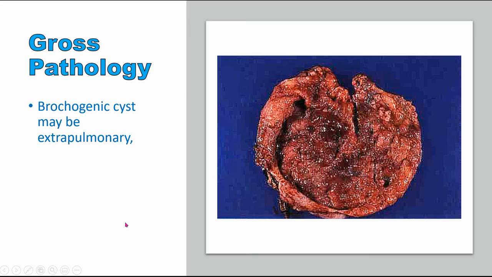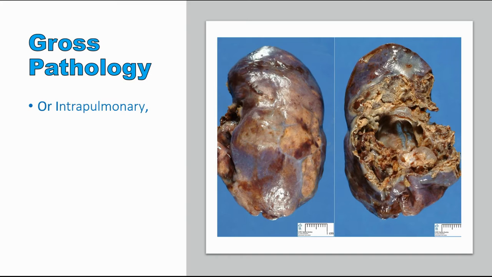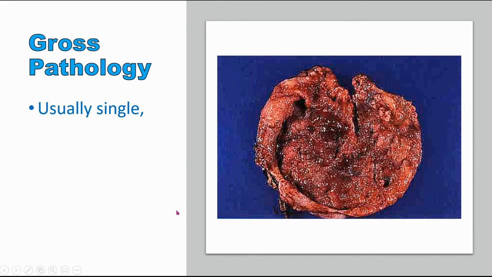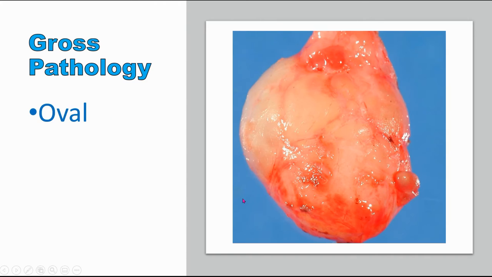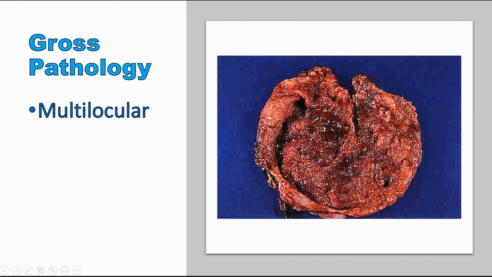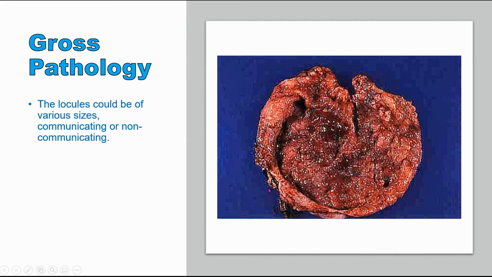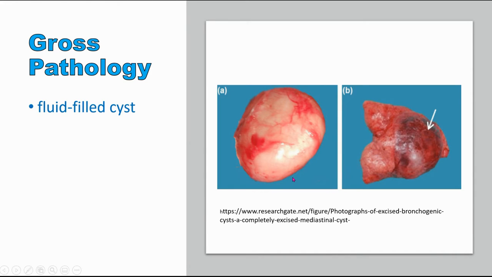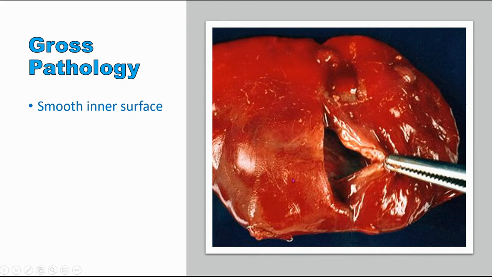Gross pathology of the cyst. Bronchogenic cyst may be extrapulmonary or intrapulmonary, and usually single, but may be multiple. It is usually single and well localized, well circumscribed, round or oval, size usually between 1 to 10 centimeter, unilocular in the majority of cases, but it may be multilocular. And the locules may be communicating or non-communicating. It is a fluid-filled cyst, filled by the secretion of the lining epithelium, which is pseudostratified ciliated with goblet cells. Here, the lining is a smooth inner surface.